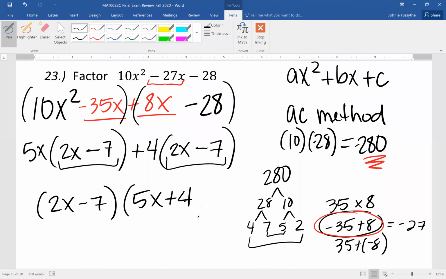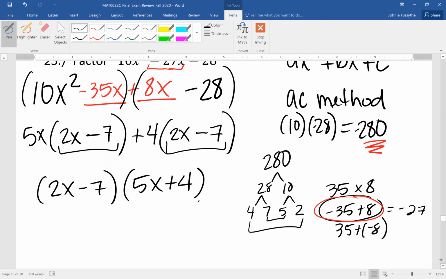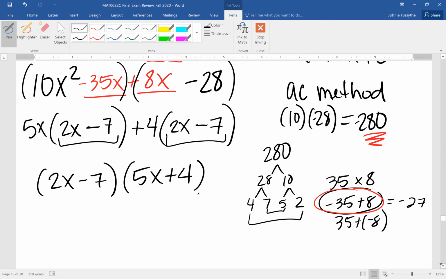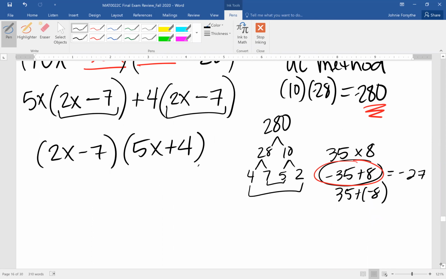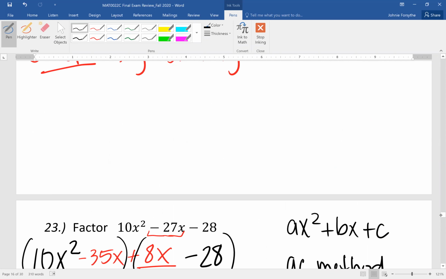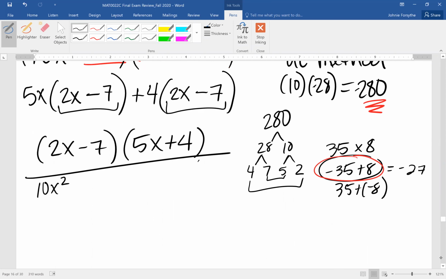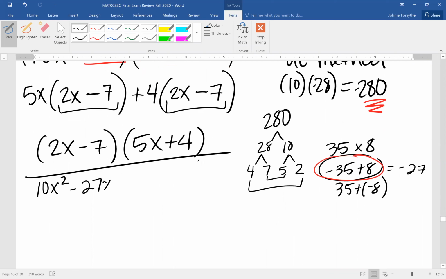I'm going to show you another way to factor this, still using the AC method, but then using something different right after that. So do I have room? I got a little room, probably a little smaller. Okay, so I had 10x squared, what was it? Minus 27x minus 28.